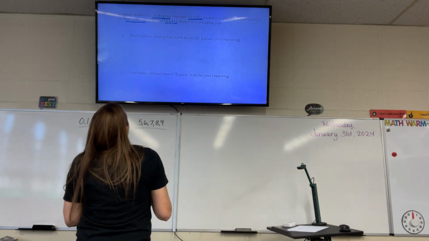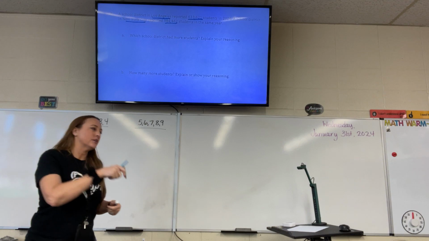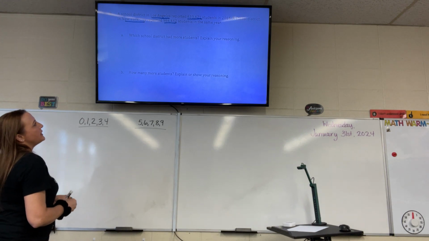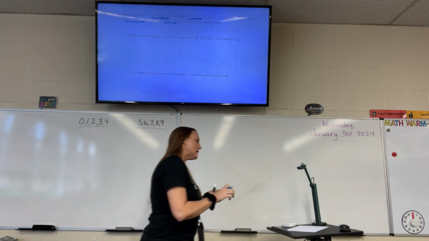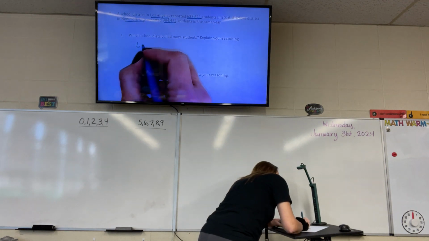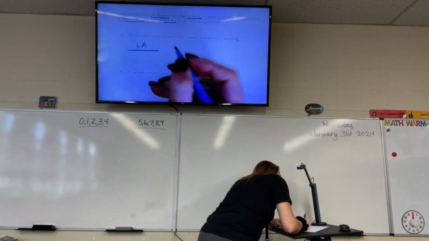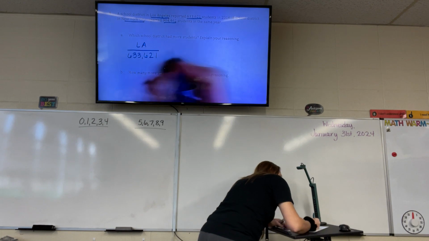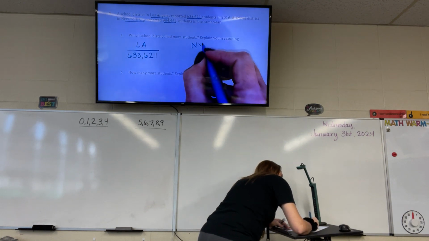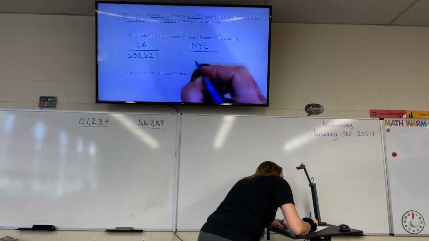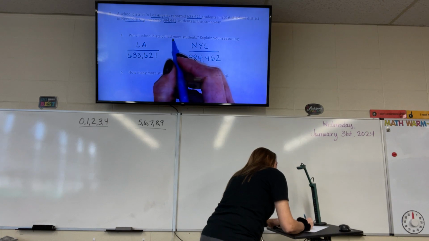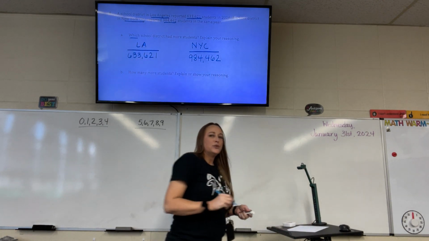Okay, so the first question under, so we don't write anything under in here, right? That's just where the question is. Under A, it says which school district had more students. So here's what we're going to do. We're going to write LA and then draw a line. And then write 633,621. And then over here, we're going to write NYC, which is short for what? New York City. And we're going to write 984,462. Now, we're trying to figure out which district had more students.